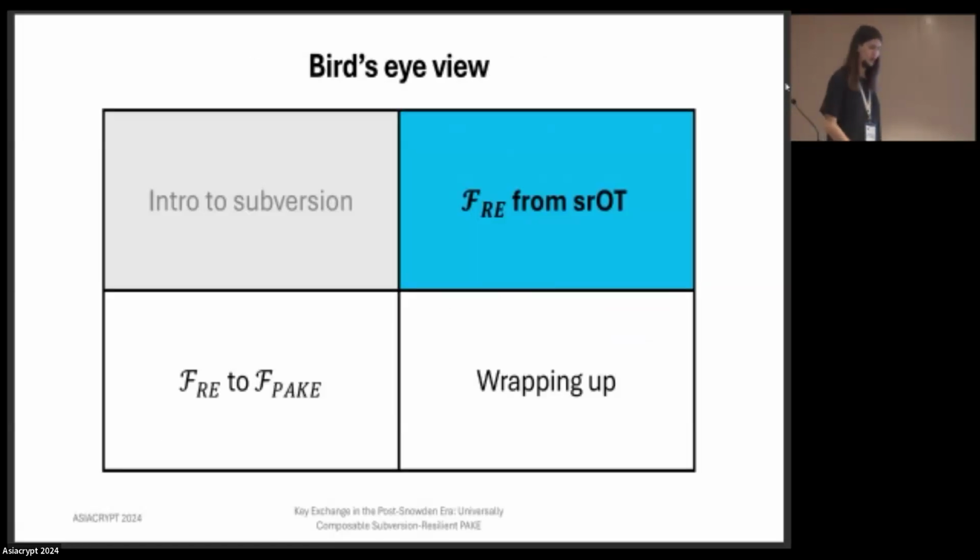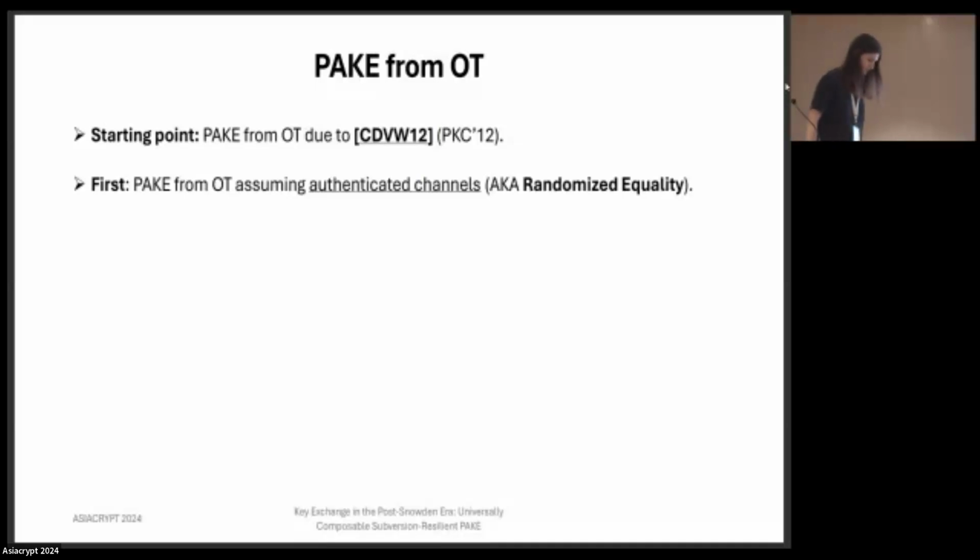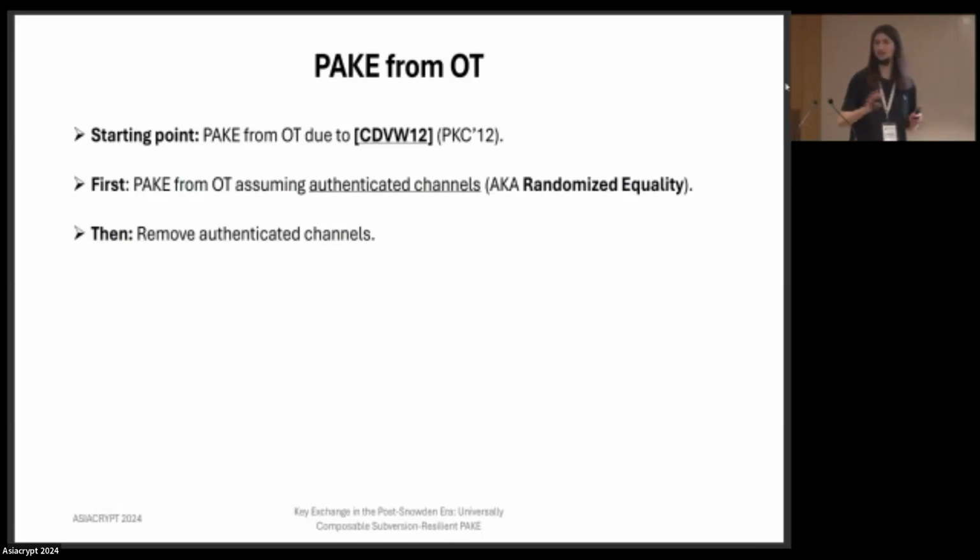So with that out of the way, we can move to our actual contributions. And from a very high-level standpoint, what's happening is that we are showing a sanitized protocol that starts from this PAKE from OT that appeared in PKC 2012 due to Canetti and others, which fundamentally is structured in two steps. First, they construct PAKE from OT assuming authenticated communication, which is also called randomized equality, and then they remove these authenticated channels in a generic fashion.